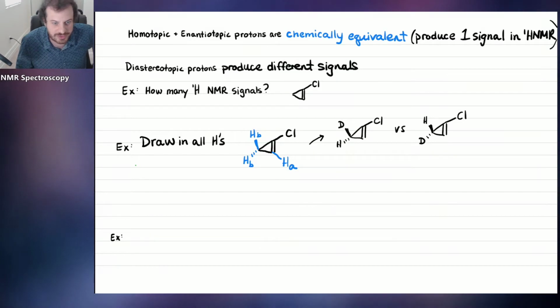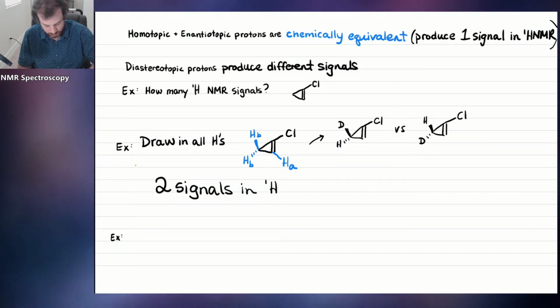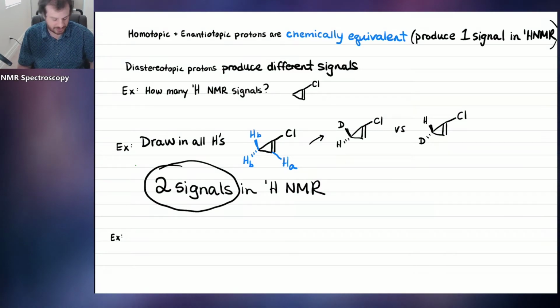So there's only two different types of protons in this compound. So that means the compound will produce two signals. So that's your answer, two signals. All right, let's take a look at a trickier one.